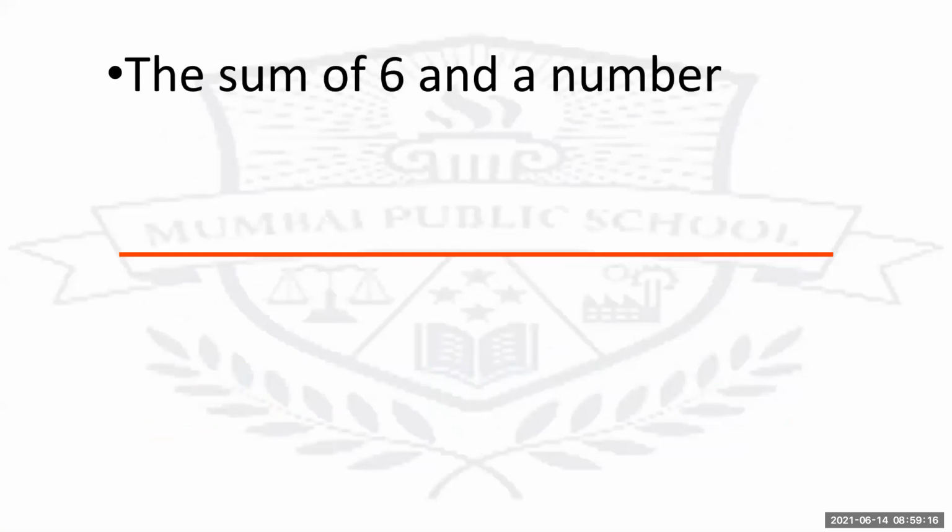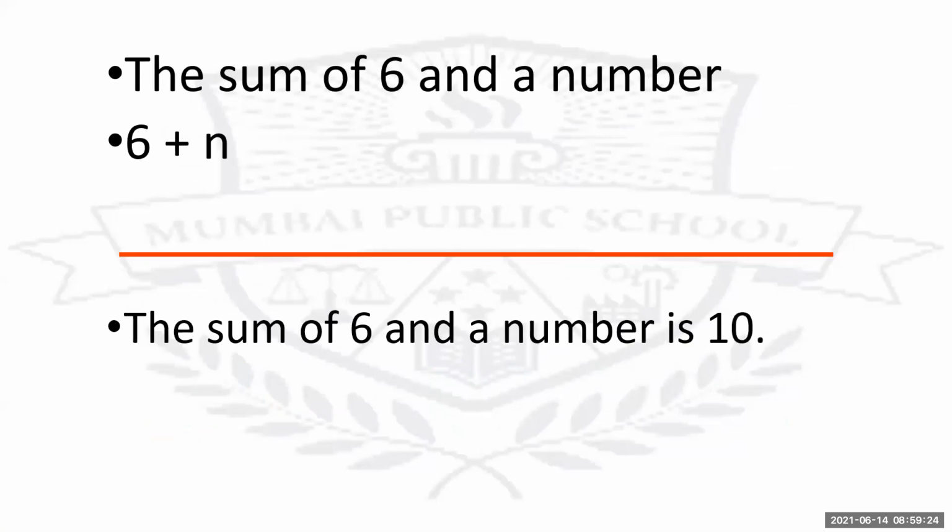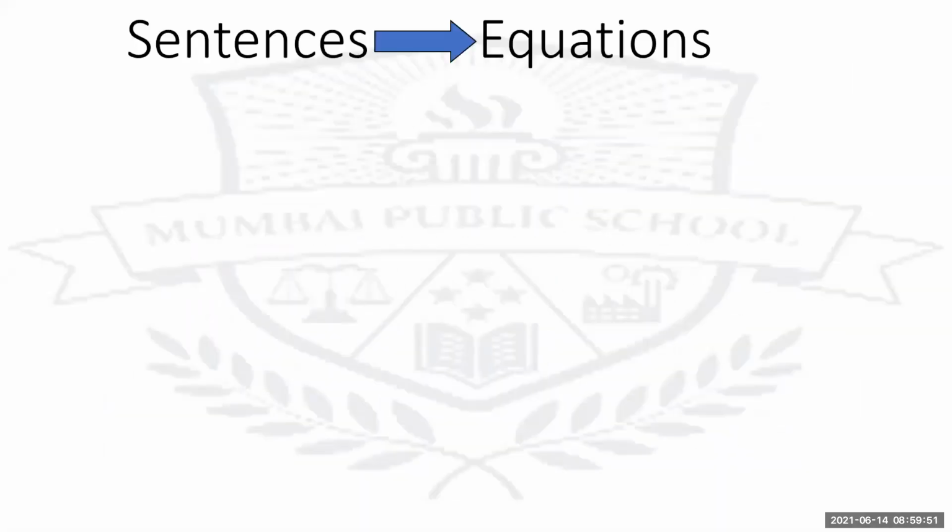Sum of 6 and a number. We'll write that as 6 plus n. Sum of 6 and a number is 10. See, we are increasing. So sum of 6 and a number is 6 plus n. Is here means equal to sign. Equal to what? 10. So the equation, sum of 6 and a number is 10, means 6 plus n equals 10. Sentences, you have to frame the equations.